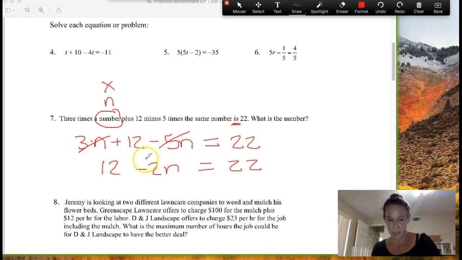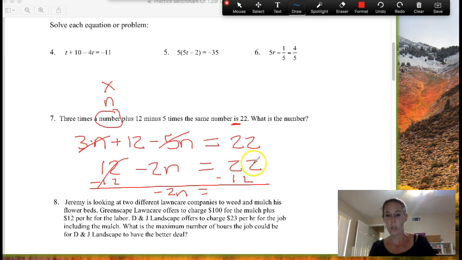To get n by itself, first peel off this. Don't peel off the negative 2. You do your division last. Peel off the 12. It's positive 12. Excuse me. Peel off the positive 12 by subtracting 12 to both sides. All right. By doing that, we come up with negative 2n equals 22 minus 12, which is going to give me 10.